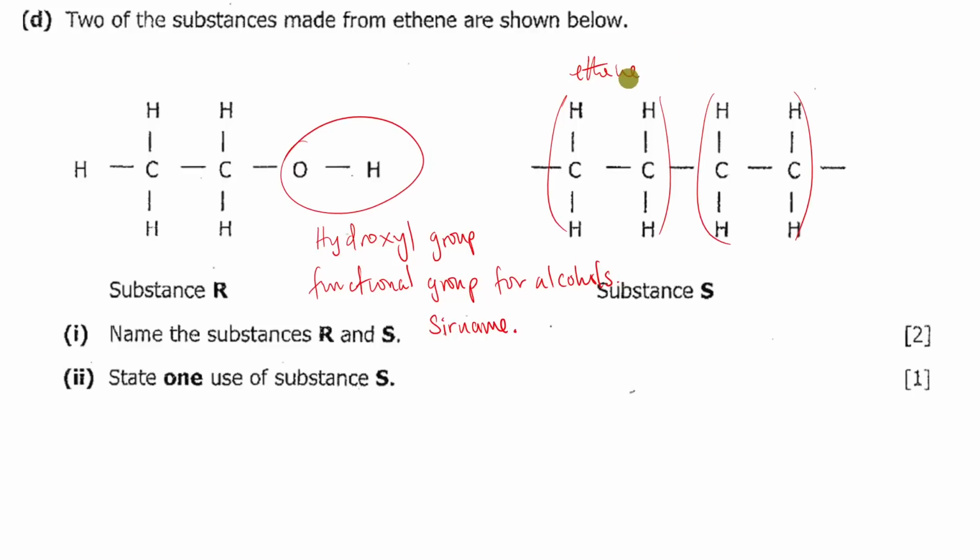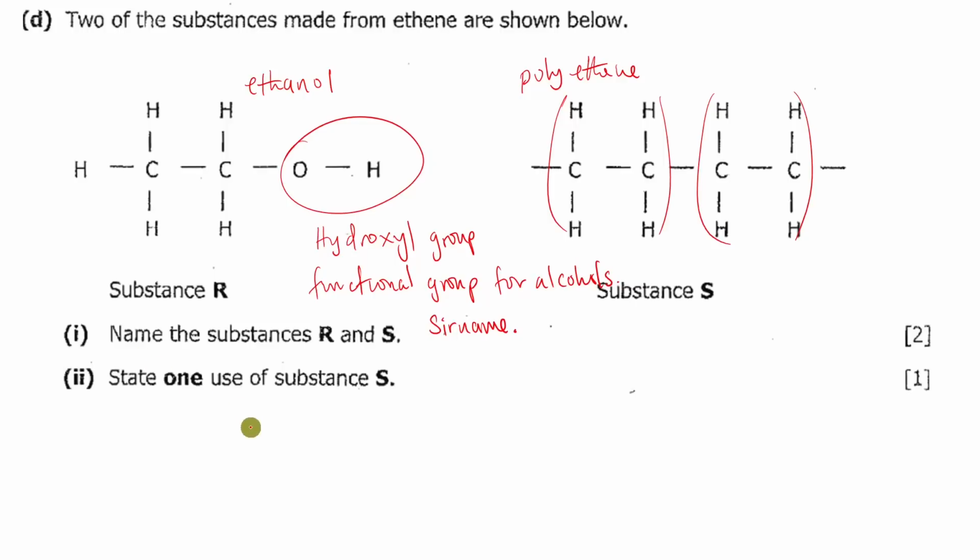Now, if it came from ethene, it can be called polyethene. So this one is polyethene. And this one is an alcohol. Now, if an alcohol has two carbons here, it is just ethanol. Remember, two carbon means eth. So this one is ethanol, and alcohol names end with O, L. So this one is ethanol.